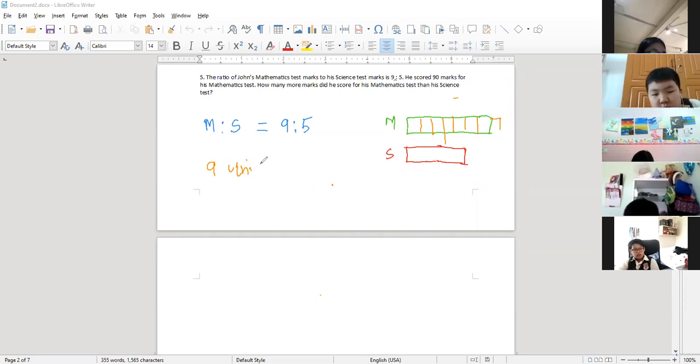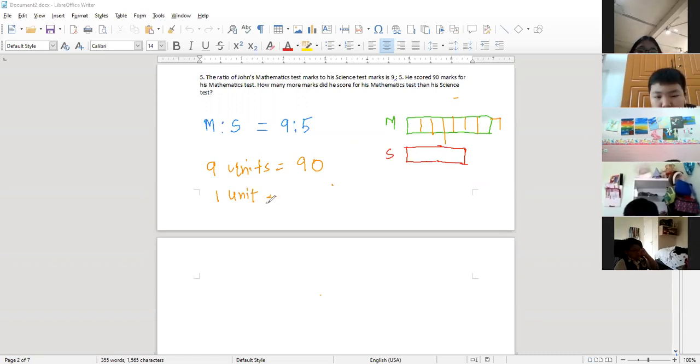9 units is equal to how much? 9 units is equal to 90 marks, because his score in mathematics is 90 marks, right? So 1 unit equals how much? Celesta, can you help me? If 9 units equal 90, how much is 1 unit? 10. Very good. So what you have done, you are dividing 90 divided by 9. So your answer is 10.